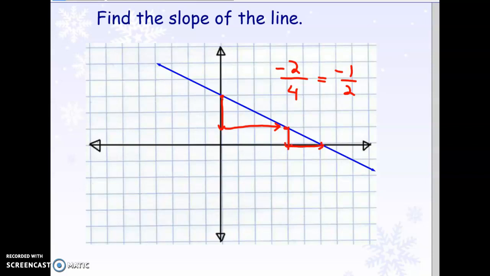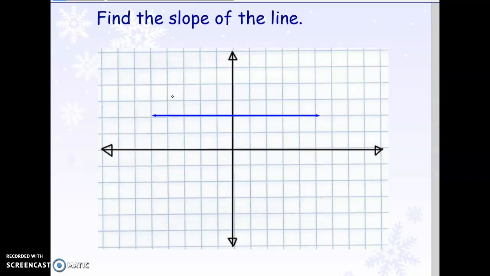All right, so besides positive and negative slope, there are two other types of slope. They're sort of special cases. So this is a completely flat line.